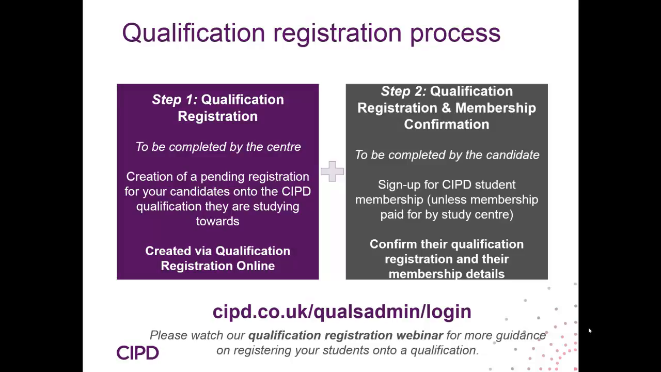Before you complete a CAR form, we would strongly recommend downloading a student tracking report for your centre from the Qualification Registration online platform. This will help you to match candidate details and ensure that all candidates have a CIPD membership number. Please let us know if you would like any further guidance on how to access these reports.